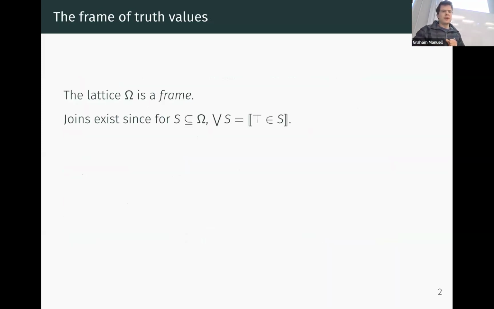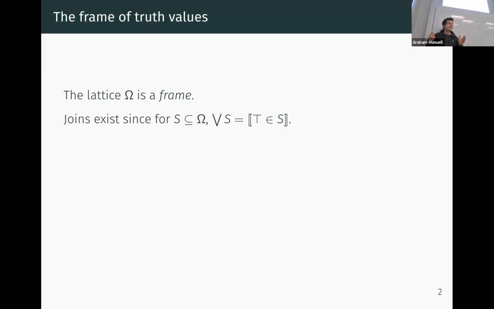Okay. Before, I was talking about how this set Omega is a lattice. Remember, it's ordered by logical implication. But it's actually a frame, not just a lattice. In order to see that it's a frame, we first need to see that it has arbitrary joins, not just finite joins. Remember, I said finite joins are given just by disjunctions. But what about an arbitrary join?